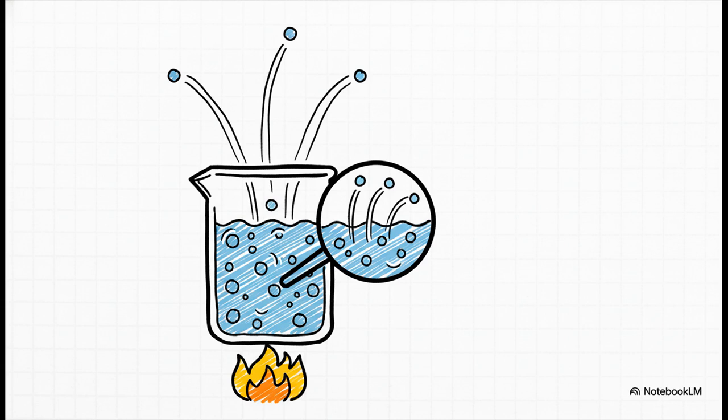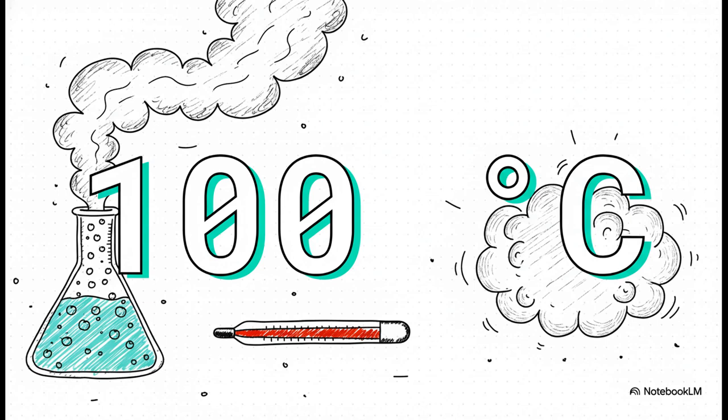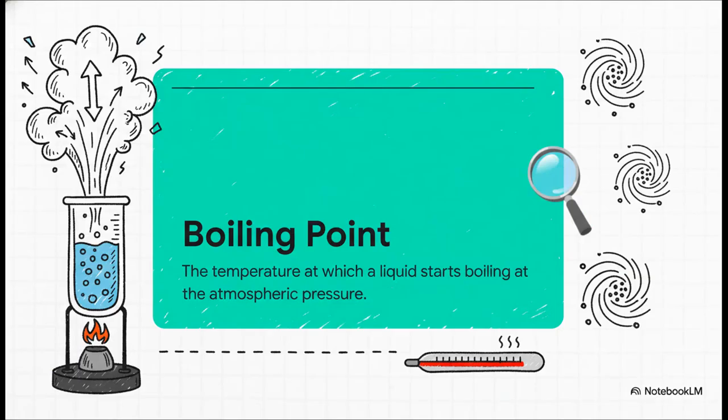Soon, they gain so much energy that they are able to overcome the forces of attraction holding them together as a liquid. This change starts to happen at another very specific temperature. For water at normal atmospheric pressure, that temperature is 100 degrees Celsius, or 373 Kelvin. At this point, the water begins to boil and change into its gaseous form, which we call steam. This temperature, 100 degrees Celsius for water, is known as the boiling point. It is the temperature at which a liquid starts boiling and changing rapidly into a gas.